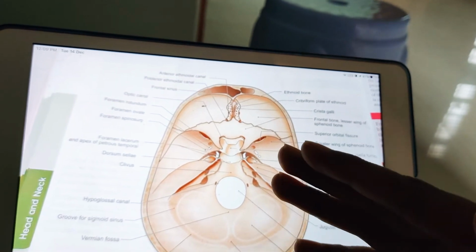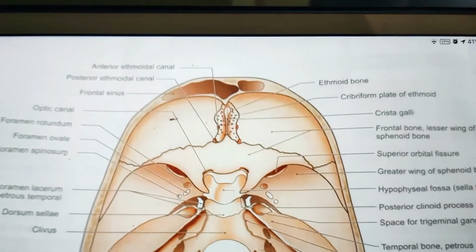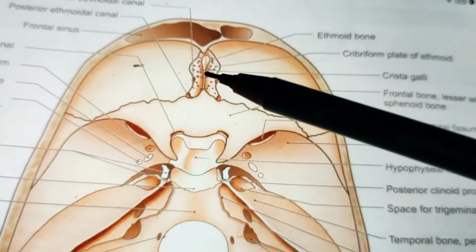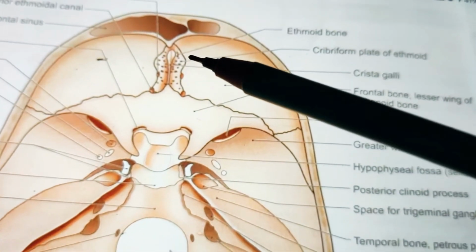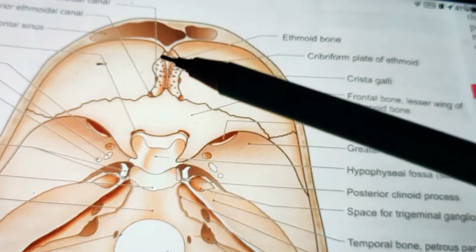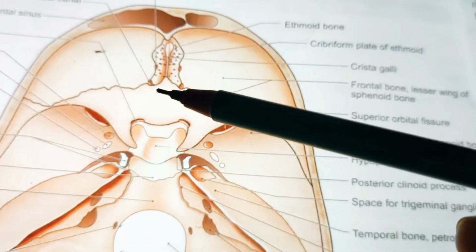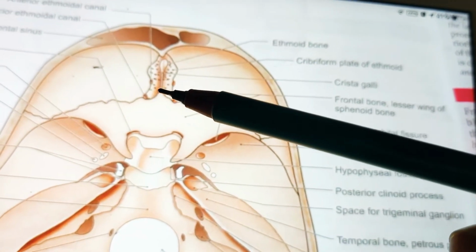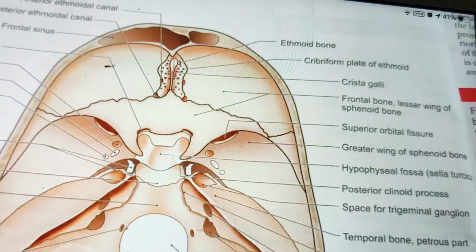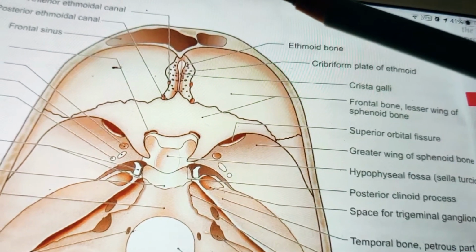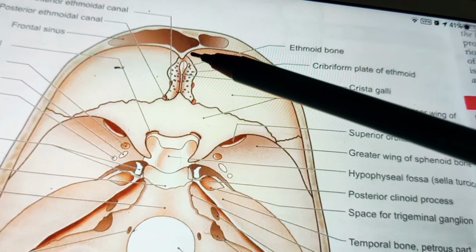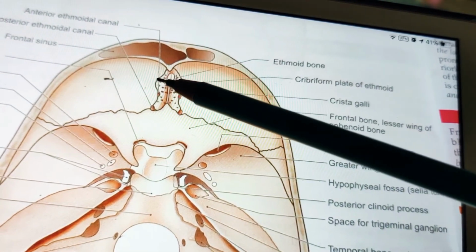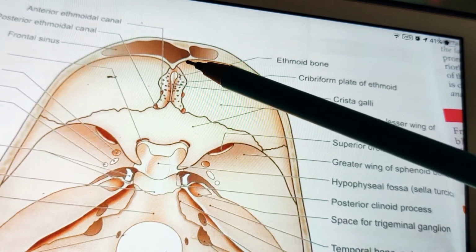Now let us discuss some other special features of the anterior cranial fossa. If you observe it in detail, the cribriform plate of the ethmoid bone separates the anterior cranial fossa from the nasal cavity below. The nasal cavity is below, so this separates the anterior cranial fossa and the nasal cavity. It has a quadrilateral shape. Now coming to the anterior margin, the anterior margin of this cribriform plate articulates with the frontal bone at the frontoethmoid suture.